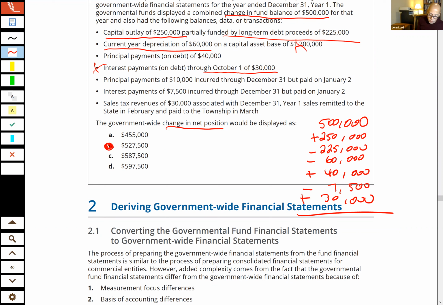And when you do all those pluses and minuses, you get 527,500. Okay. Again, I don't think you get questions on the exam that are this comprehensive about the reconciliation. There'll probably be 1 or 2 of these, but you should know how to treat them.